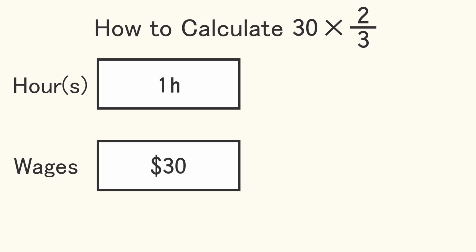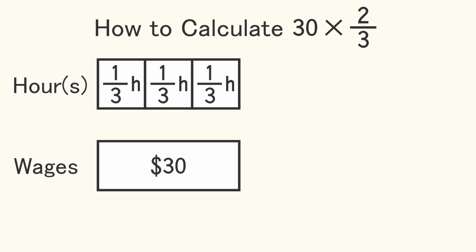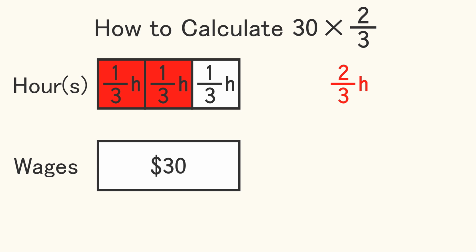But this time you work only for 2 out of 3 equal parts of 1 hour. So instead of receiving the full $30, you will receive only a part of it, based on the amount of time worked. 2/3 hour means that 1 hour is divided into 3 equal parts, and then 2 of them are added up. In the same way, the wages you receive for 2/3 hour of work mean that your full hourly wage of $30 is divided into 3 equal parts, and then 2 of them are added up.